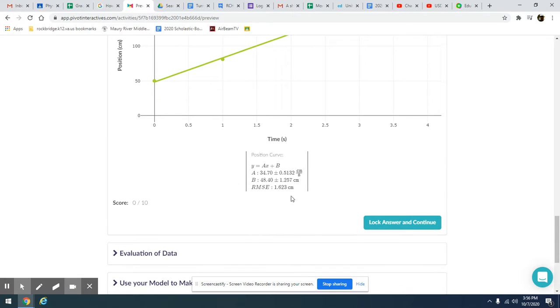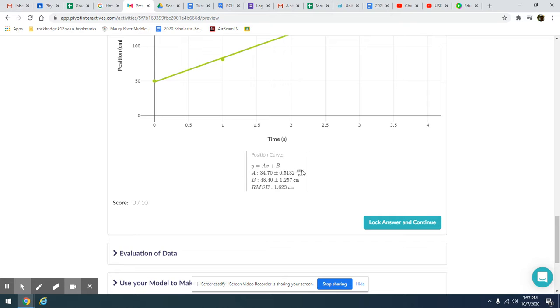And there's my stuff here. Before I click lock answers and continue, I'm going to write down what the A and the B are. The A and the B are my slope and my intercept. So I'll write down slope is 34.7. I'll think about the units in a second. And the intercept is 48.4. All right. So that looks pretty good.